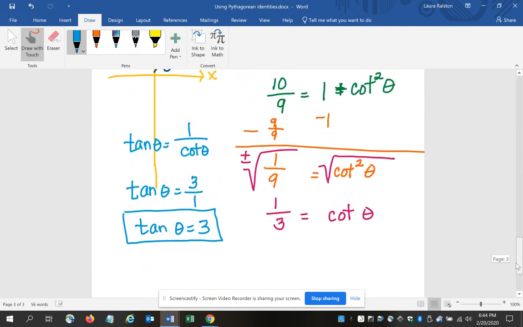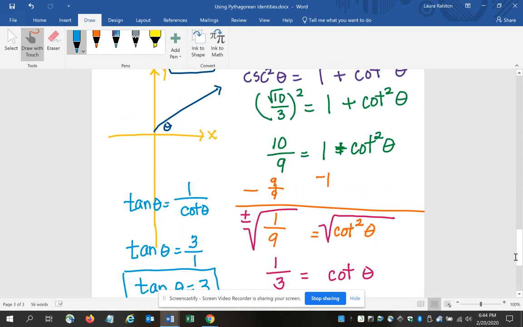Okay, so hopefully you found that helpful on how to use Pythagorean identities.